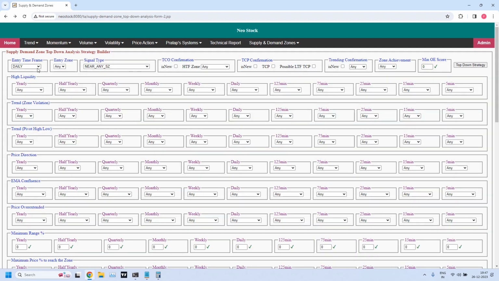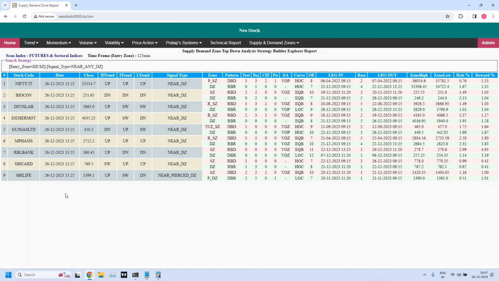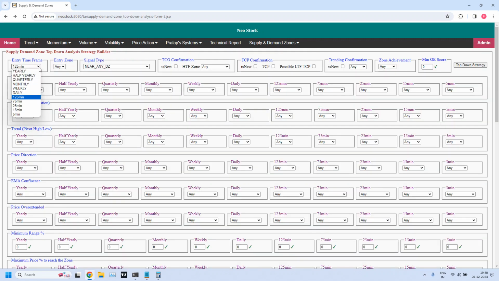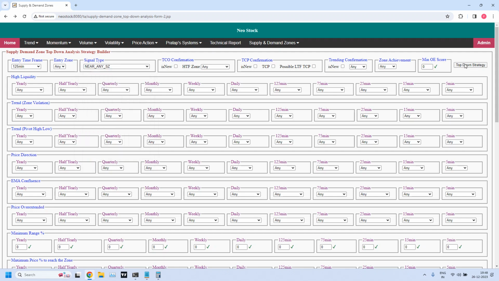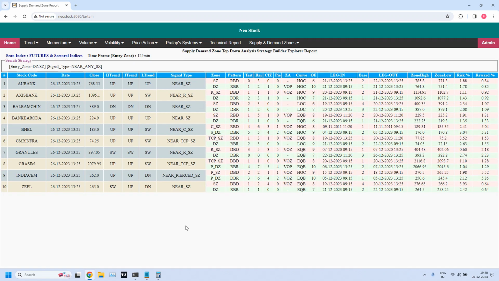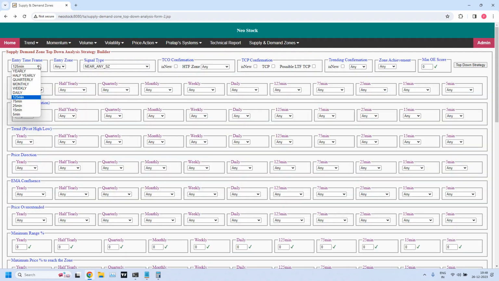So let's go back. Entry time frame is 125 minutes. Let us find the stocks near 125 minutes demand zone. So this is the filtered list. So let's go back. Entry time frame is 125 minutes. Let us find the stocks near 125 minutes supply zone. So this is the filtered list.